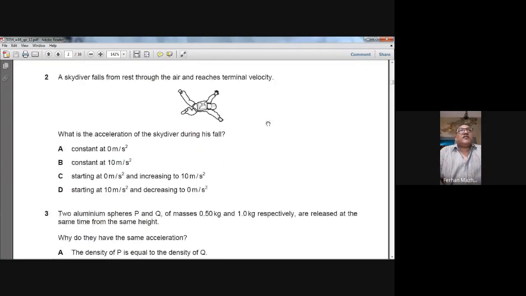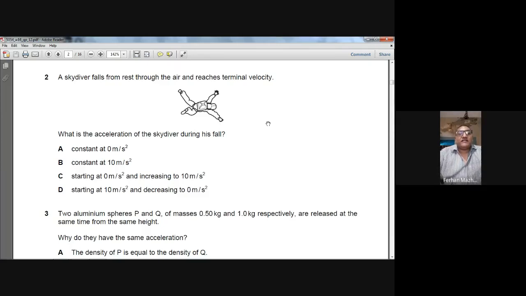Okay, on your screen we have question number 2. A skydiver falls from rest through the air and reaches terminal velocity. What is the acceleration of the skydiver during his fall? When he jumps, there is no air resistance, only the weight is acting, which is acting downward. There is no opposite force. So its acceleration will be the acceleration of free fall, that's 10 meter per second square.